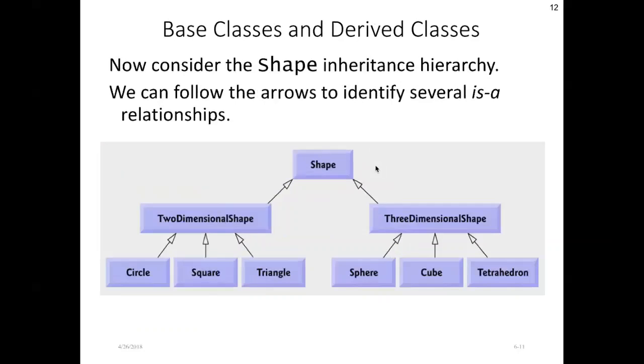Similarly, this is another base class, shape, and then there are two-dimensional shapes and three-dimensional shapes. We know there is a classification among two-dimensional shapes: some could be circle, some square, some triangle, and similarly some could be a sphere and a cube.